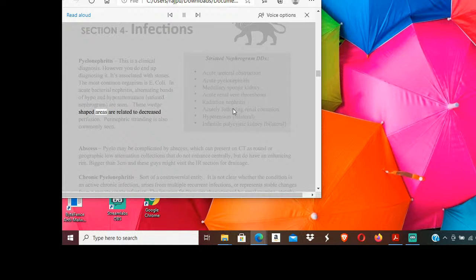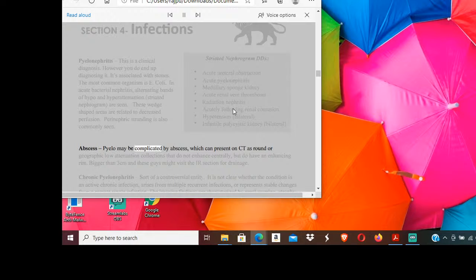These wedge-shaped areas are related to decreased perfusion. Perinephric stranding is also commonly seen. Striated nephrogram differential: acute ureteral obstruction, acute pyelonephritis, medullary sponge kidney, acute renal vein thrombosis, radiation nephritis, acutely following renal contusion, hypotension (bilateral), infantile polycystic kidney (bilateral).